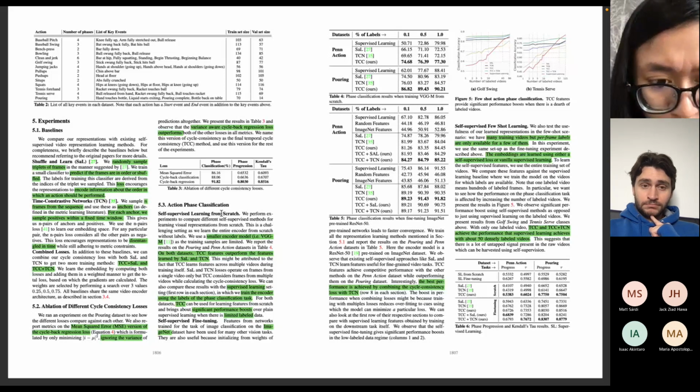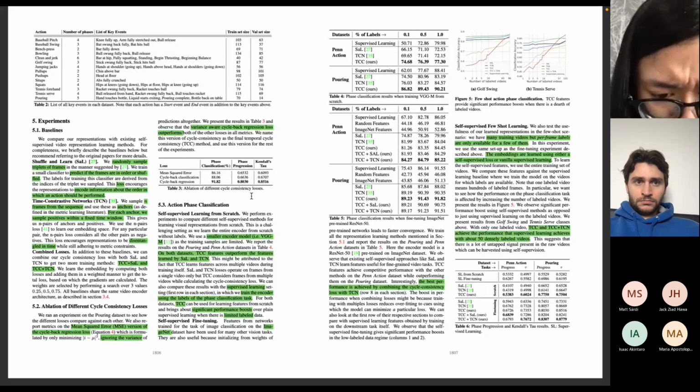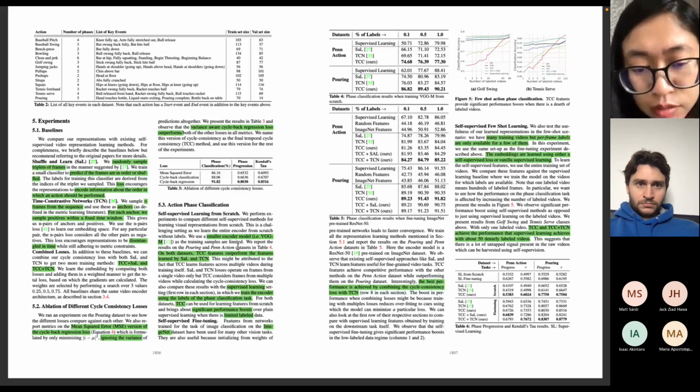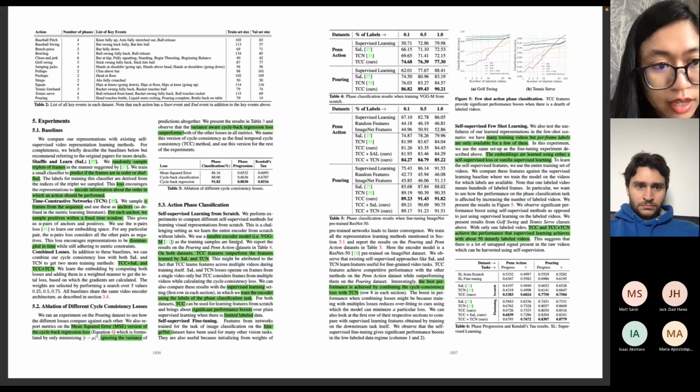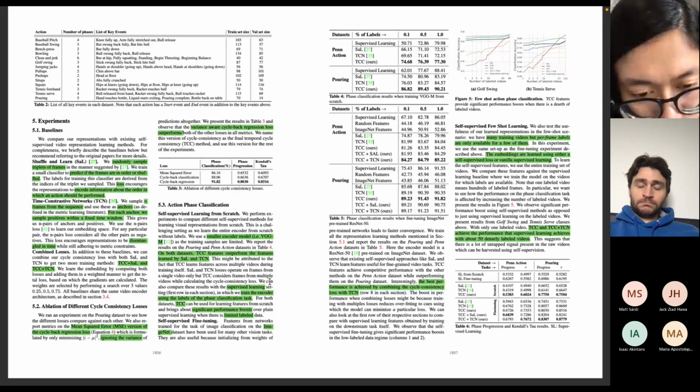Second, they compare when they learn in a self-supervised manner from scratch. So they use a smaller encoder model, the VGGM. In this particular case, TCC performs better than the other two baselines, especially when there is limited label data, which they already mentioned a few times.